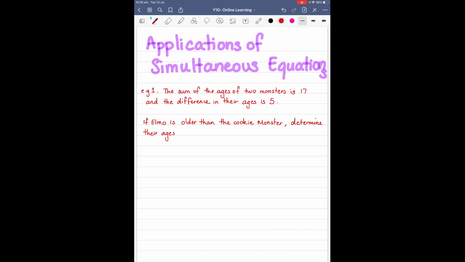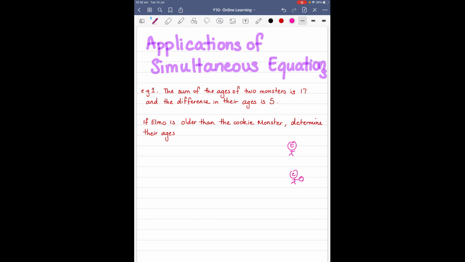Example 1. The sum of the ages of two monsters is 17 and the difference in their ages is 5. If Elmo is older than the Cookie Monster, determine their ages. So basically, we know there are two monsters and their names are Elmo and Cookie Monster. I normally like to draw a little picture so I know what's happening. So this here is Elmo, he's older, and this here is the Cookie Monster and he's younger.